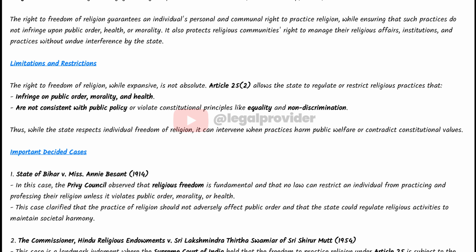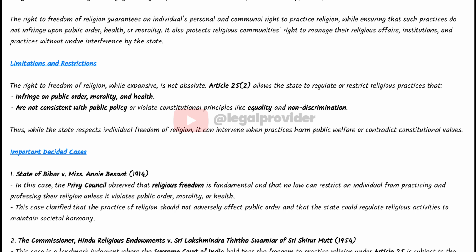Article 25(2) allows the state to regulate or restrict religious practices that infringe on public order, morality, and health, are not consistent with public policy, or violate constitutional principles like equality and non-discrimination. Thus, while the state respects individual freedom of religion, it can intervene when practices harm public welfare or contradict constitutional values. Important decided cases.